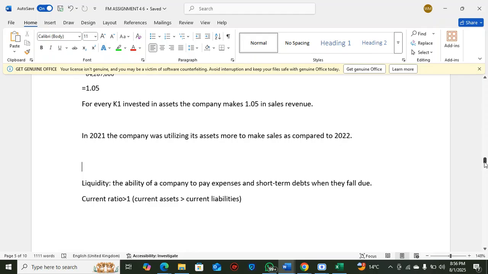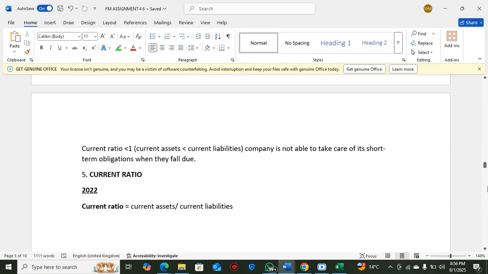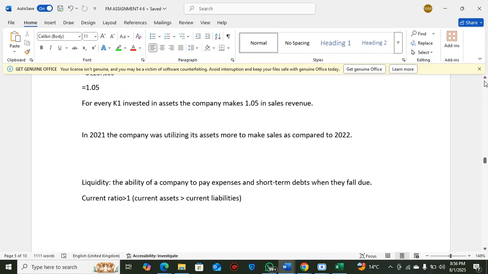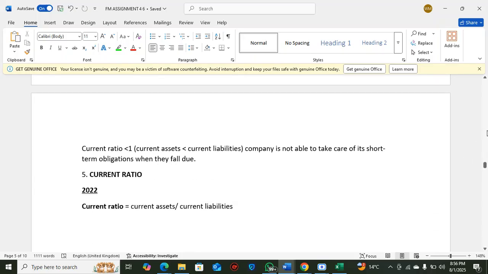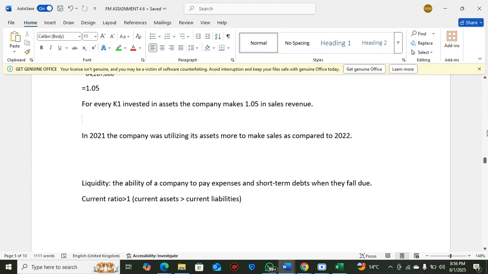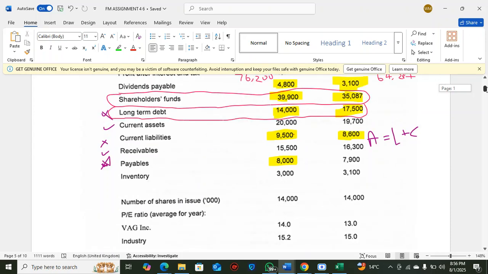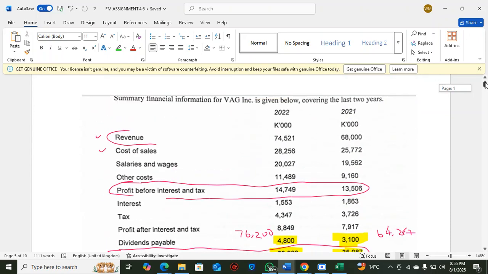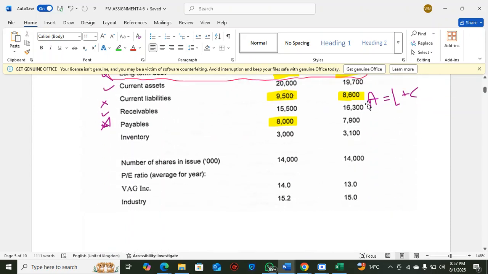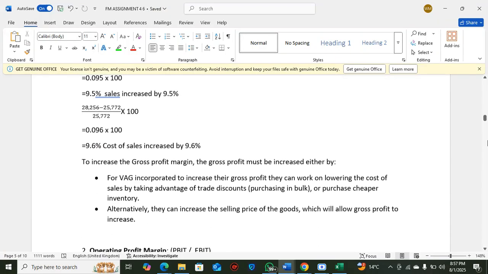Next, liquidity ratios, the ability of a company to pay expenses and short-term debts when they fall due. Okay, so with the liquidity ratios, as I said, you've got the current ratio, the quick ratio, and we also add in the cash ratio. Let's see if we have a balance for cash here. Do we have a balance for cash? No. Okay, if you are given a balance for cash, you can also do the cash ratio.